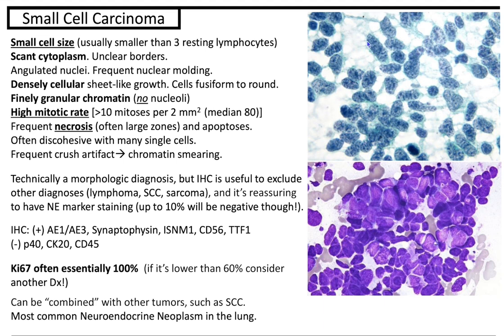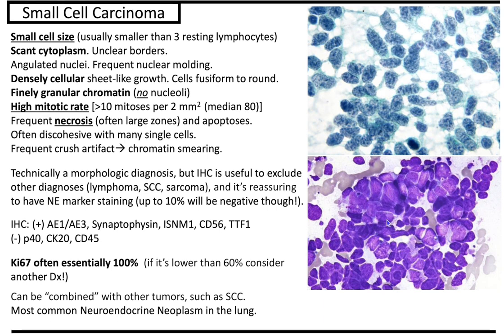You'll have this densely cellular sheet-like growth, and the cells are fusiform to round. You'll have this fine, granular, powdery chromatin, and there should be no nucleoli for the most part. You'll have a high mitotic rate, greater than 10 mitoses per 2 millimeter squared, and you'll have frequent necrosis, often large zones, and apoptosis. Sometimes you can see these paranuclear blue bodies as well, and you'll have frequent crush artifact, the Azzopardi effect, and that'll lead to chromatin smearing.